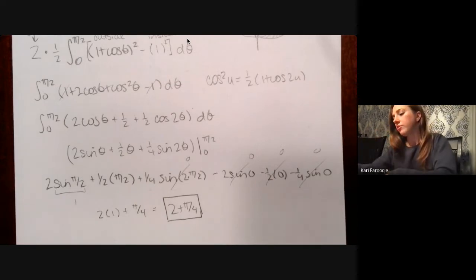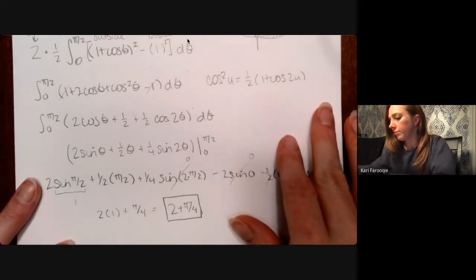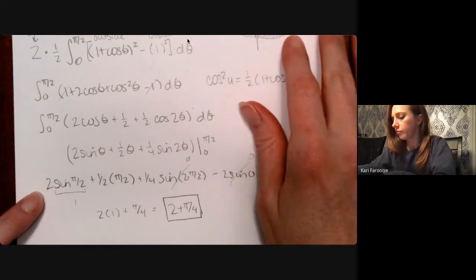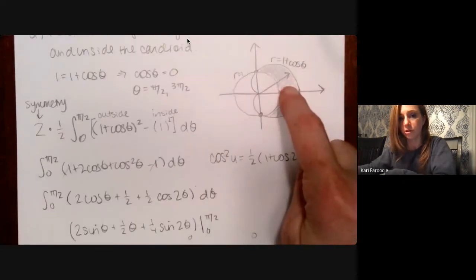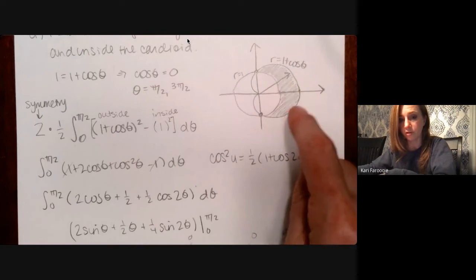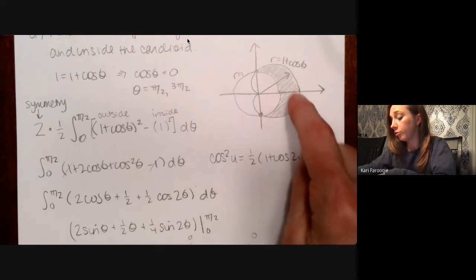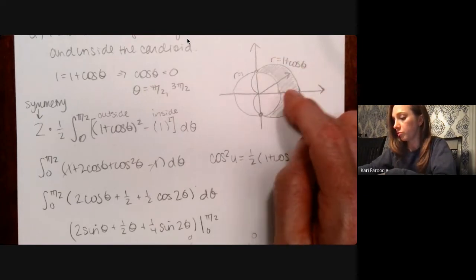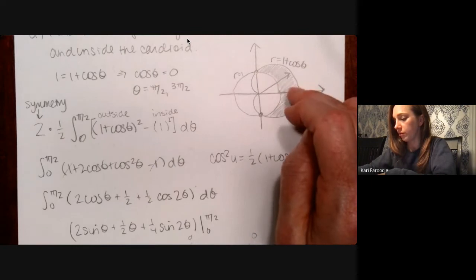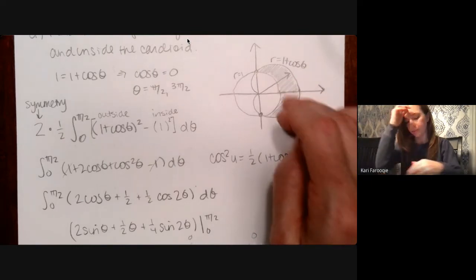Okay, so that is an example of finding the area of this shaded region. Remember, we use symmetry so that we could get the area of the whole thing. When we multiplied it by 2, that gave us both parts of this shaded region.